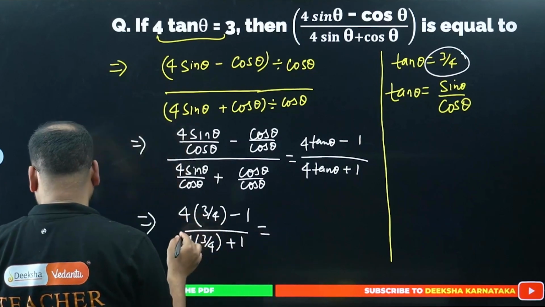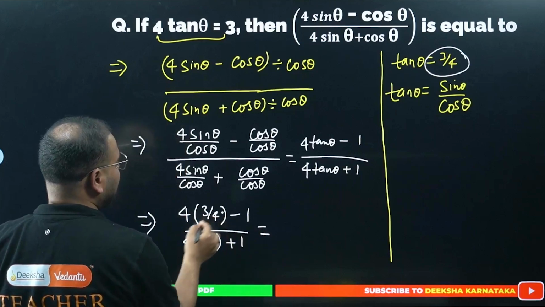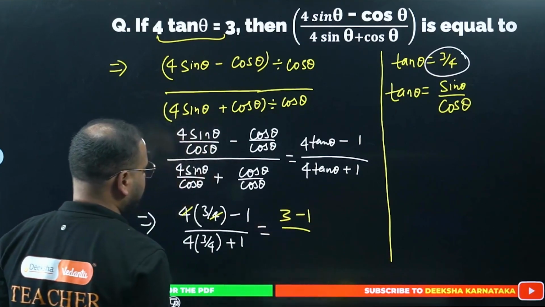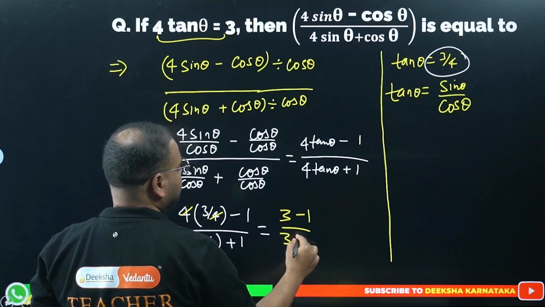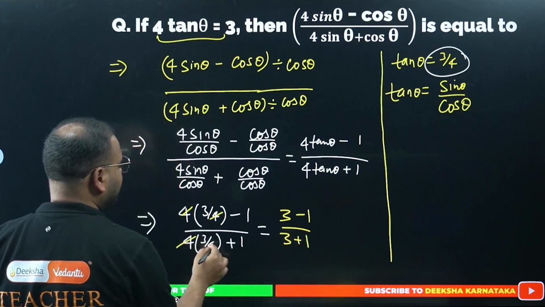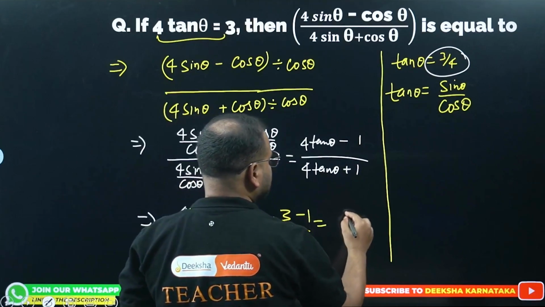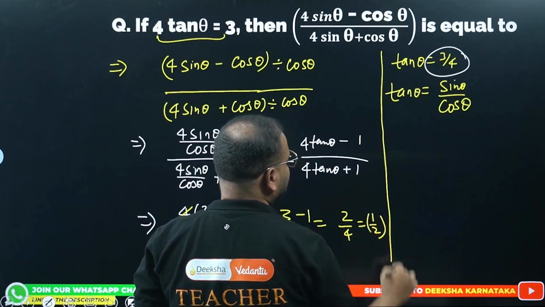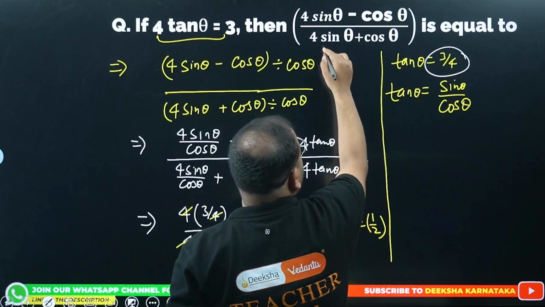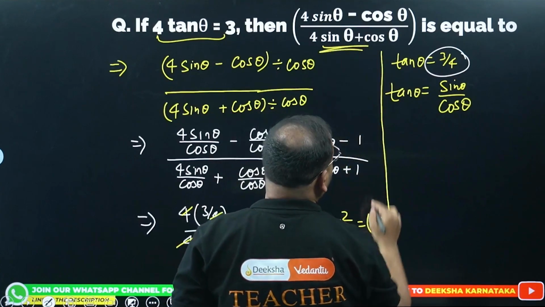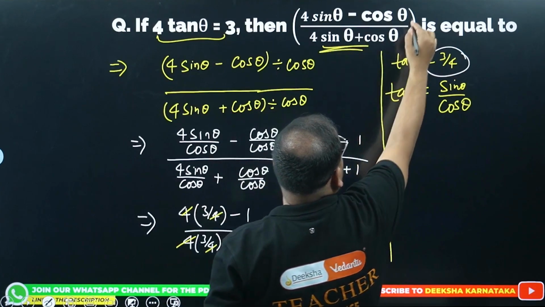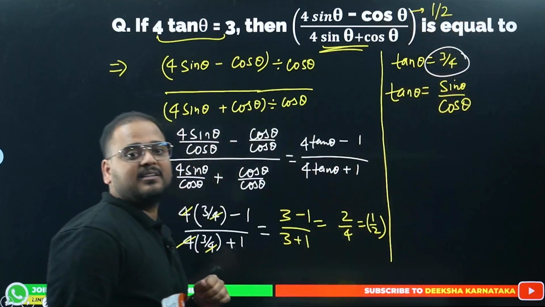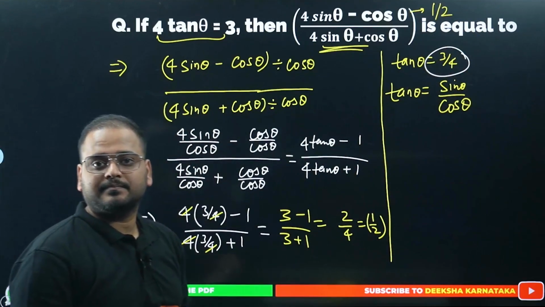4 and 4 will cancel here. I hope you can see that. Answer will be 3 minus 1 by 3 plus 1. Again 4 and 4 will cancel. This becomes 2 by 4, which is 1 by 2. My final answer for the given value is 1 by 2. I hope this is clear.